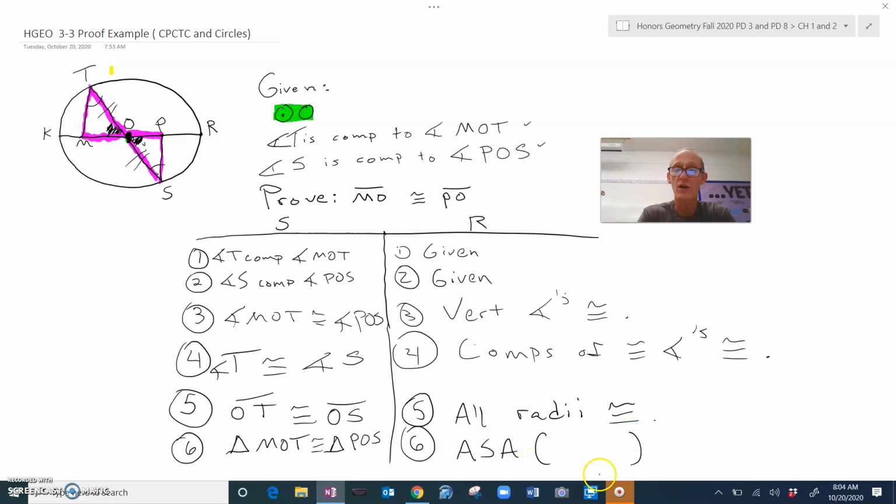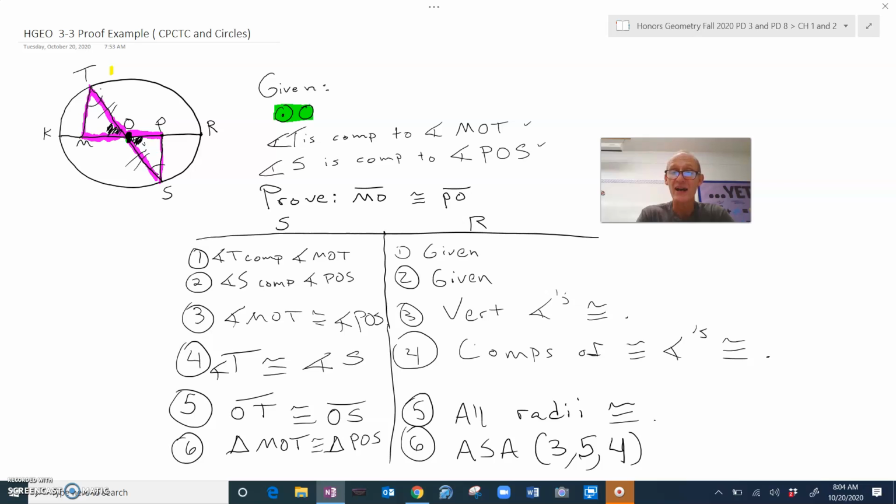And let's figure out where those are. Where's the first angle of the two triangles? Well, I think that's 3 because vertical angles are congruent. Right there, step 3, see it? Now the side of the triangles are in step 5, the radii. And the other angle right there in the two triangles is going to be 4. Angle T congruent to angle S, which is here and here.